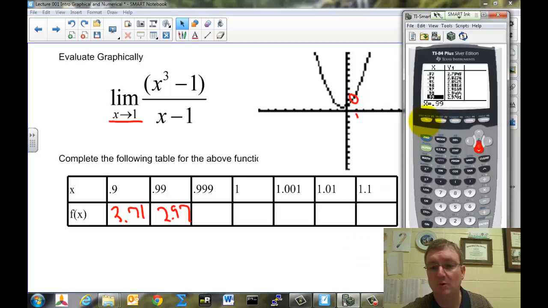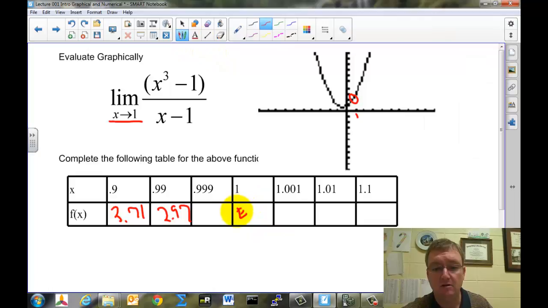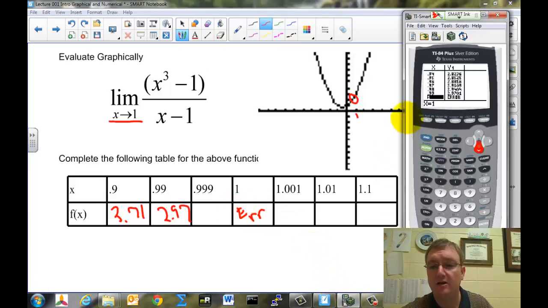0.99, getting up to 0.999 may be a little challenging here. So what could we do here? Let's notice what happens when we get to the number 1. We get an error. Well, that's in our chart, but we don't know what that is. So let's just type in ERR here, or write ERR in. Now let's take our calculator and fill in these other numbers. It's kind of a tedious process to begin with, but let's just try it.